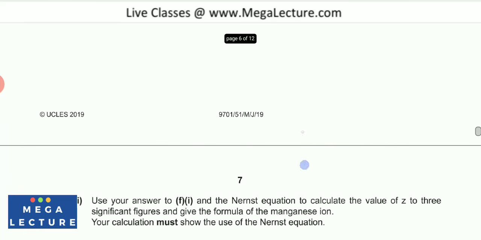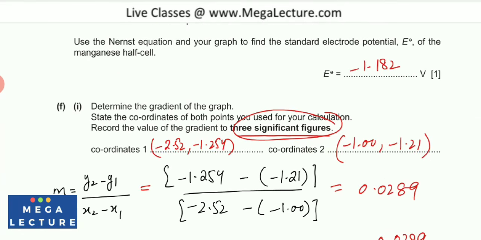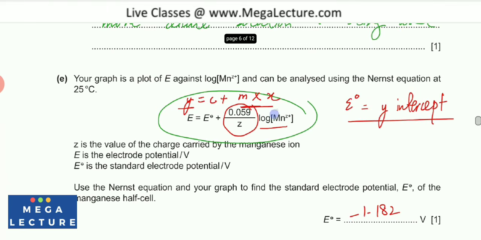So let's go back and have a look at the Nernst equation. Remember, we have our gradient now for the equation. So we have M. So what was M? M was 0.059 divided by Z. Z is the value of the charge carried by the manganese ion. So we need to figure out Z. Remember, y is equal to mx plus c. We wrote the equation in that form, and we found out that this 0.059 over Z was your m.